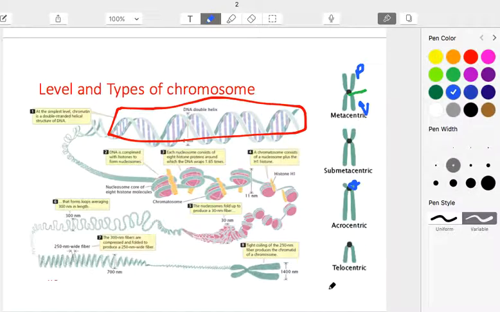Telocentric means there is no one arm. What I mean by that is you're not going to see a P arm here. You have only a Q arm. So only a centromere on the tip is called telocentric, and they're very rare. It may be due to some kind of inversion or loss of the chromosome structure. If you lose some part of the chromosome, that means you deleted a lot. We're going to discuss that in a future lecture also.